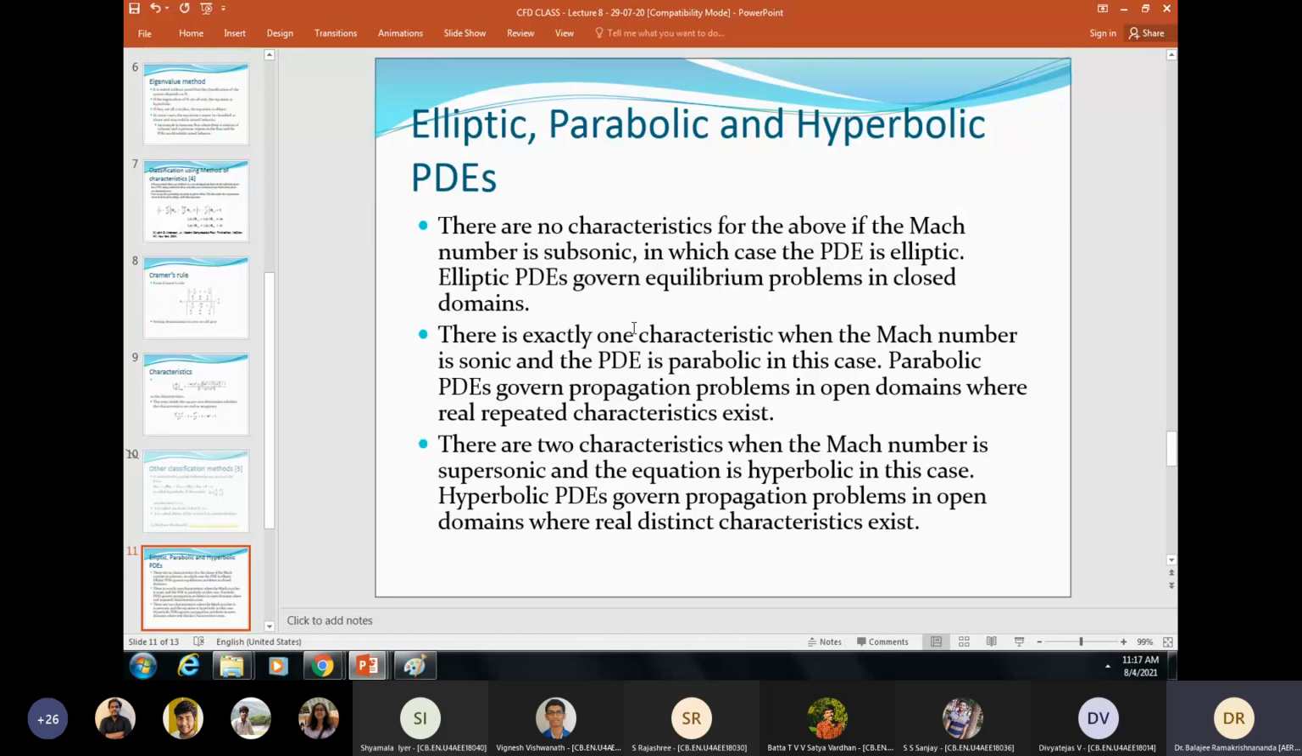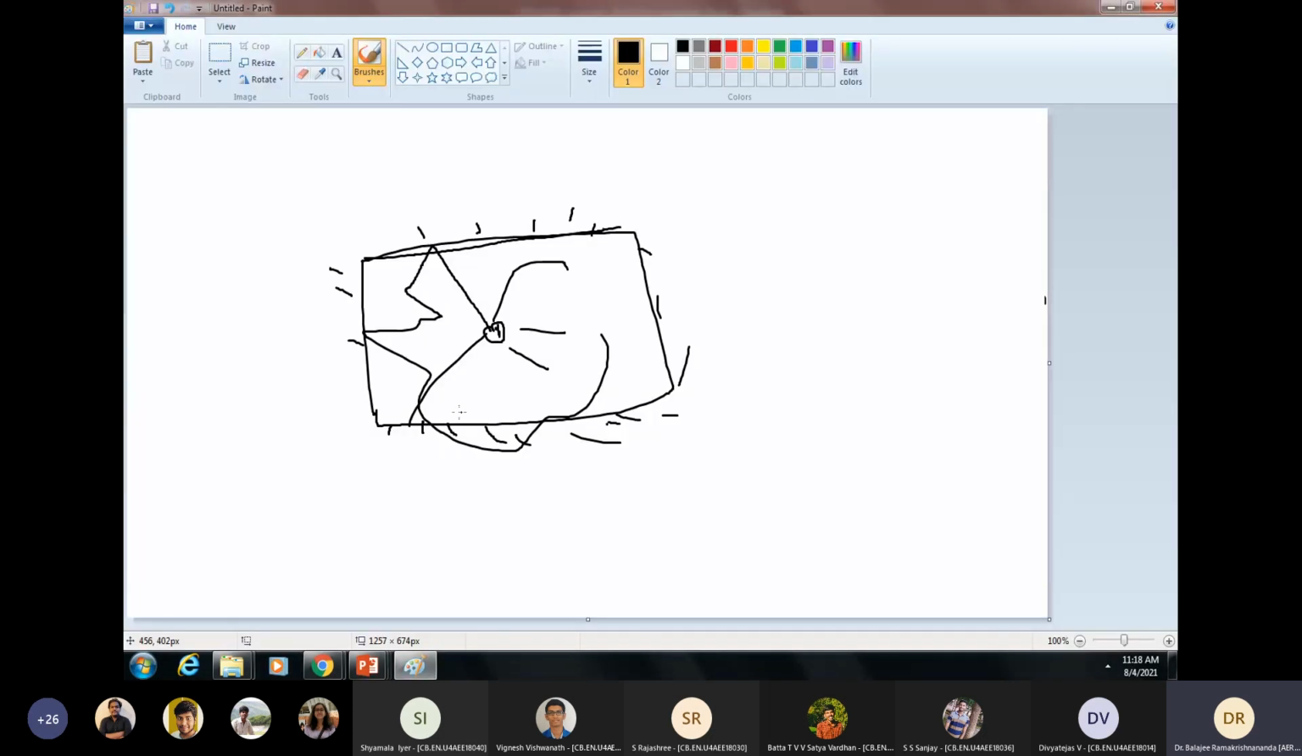Elliptic PDEs govern equilibrium problems in closed domains, which means it's not an unsteady problem. You want to know, when time tends to infinity, what is the effect of this? For example, heat is generated from here. After infinite time, what will be the heat here? In between, it may go through a process. We are not bothered with the process. You need to find the final equilibrium condition. So such problems tend to be elliptic problems.